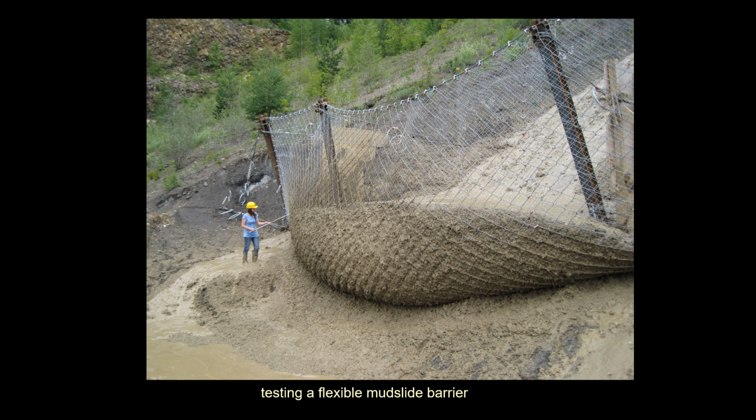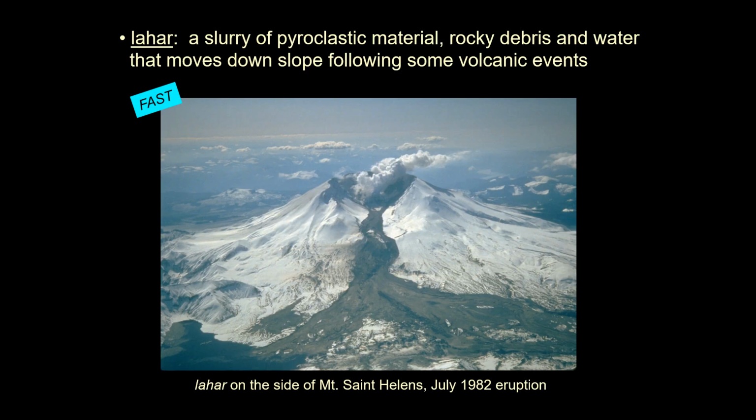Can you do anything to mitigate mud flows? Well, you can put in mudslide barriers like this one. You have to know where the mud flow is going to be coming in order to be able to plan this sort of thing. And I'm not sure how effective it is over time, but these are being tested.